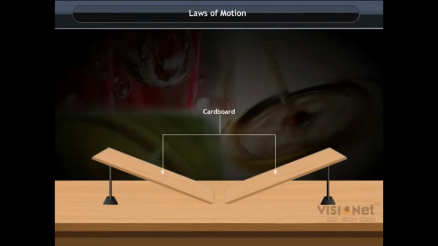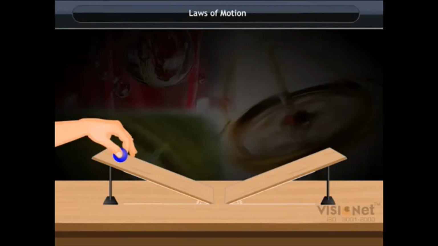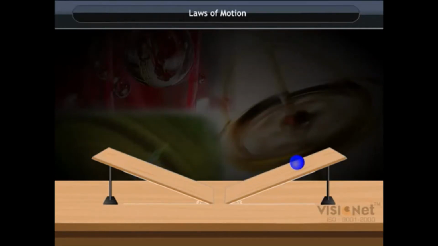Take two equal-size cardboards and place them against each other so that they make equal inclination with the table. Assume that both surfaces are frictionless. Now take a marble and release it from the inclined plane on the left side. You notice that the marble rolls down and moves up on the inclined plane on the right side. Now think about how far it moves along the second plane. The slope of both surfaces is the same, hence it moves to the same height from which it was released.